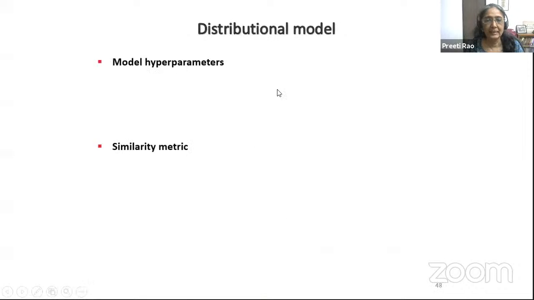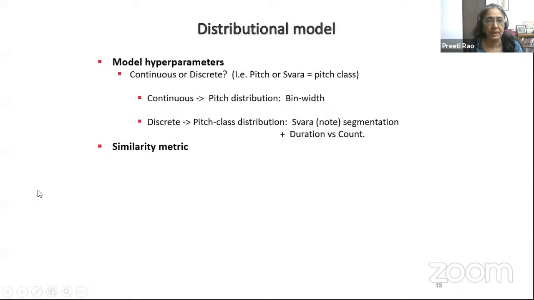Okay, so then that tells us that if we want to find a representation for the distribution, then we can come up with this computation. But many questions arise. Do we use a continuous distribution? Do we use a discrete distribution? And if it's a distribution, then what is the width of the bins in the distribution?